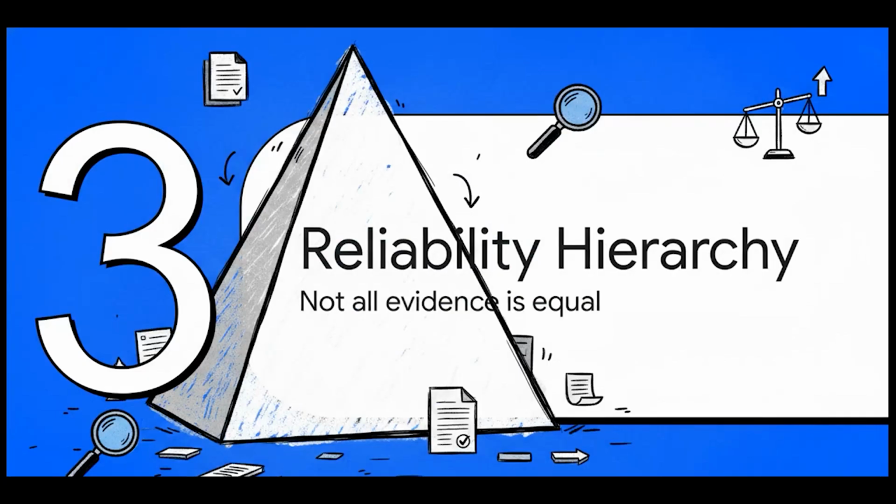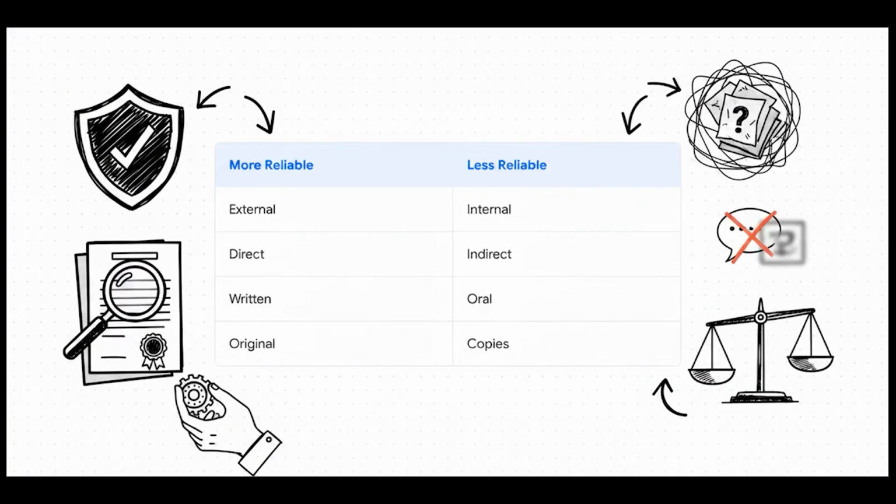Which brings us to Section 3, the reliability hierarchy. Because, spoiler alert, not all evidence is created equal. Let's look at this framework of trust. As an auditor, you should always be striving for evidence from that more reliable column. External, independent sources are infinitely better than internal, client-generated ones, mostly because of the inherent risk of management bias.